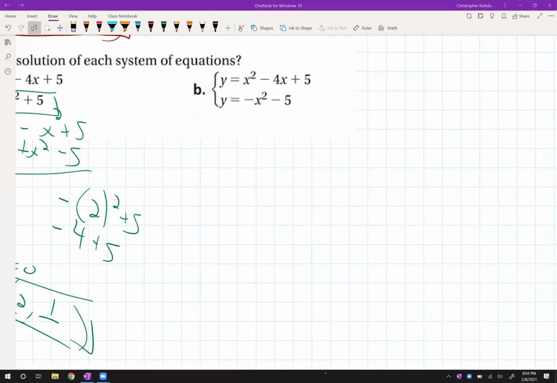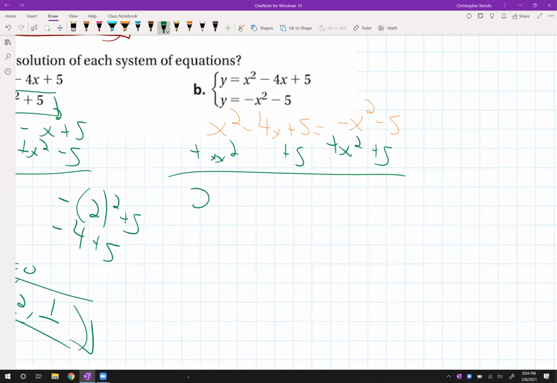All right, let's take the last one here that we'll do together. And hopefully by now you at least have somewhat of an idea. We remember how to graph or how to factor. All right, so let's move everything to one side here. Let's add x squared and add 5, add an x squared and add 5. Here's to my 2x squared minus 4x plus 10 equals 0.